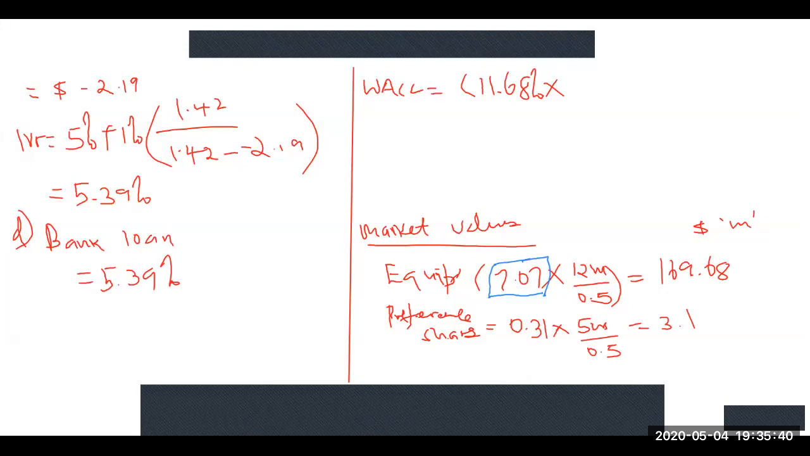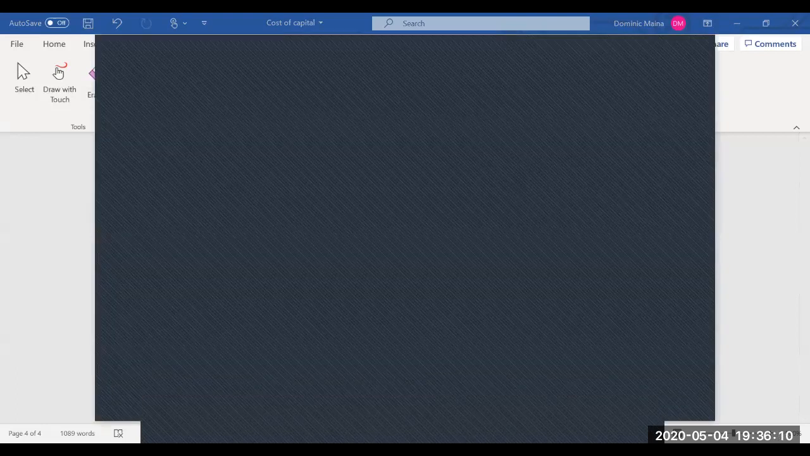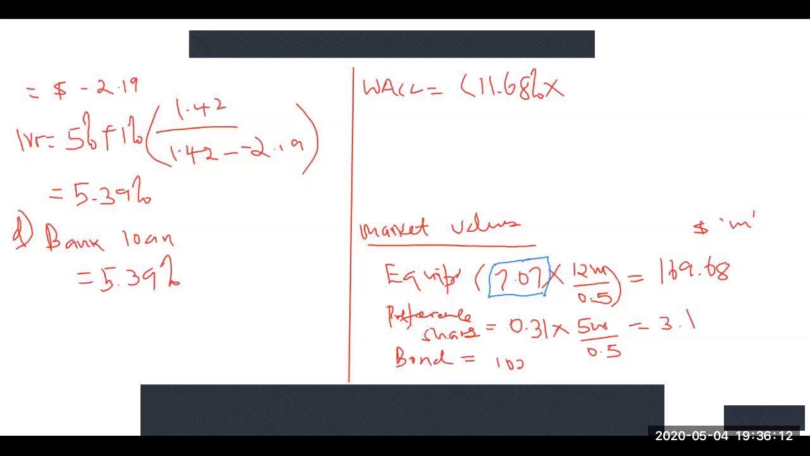Next, I hope with 3.1 million I have not done anything wrong, is we get the market value of the company bonds. Thank you, Evelyn. So the market value of the bonds. The market value per bond, from the question, we're told is equal to 102.34. We multiply by the number of bonds issued.